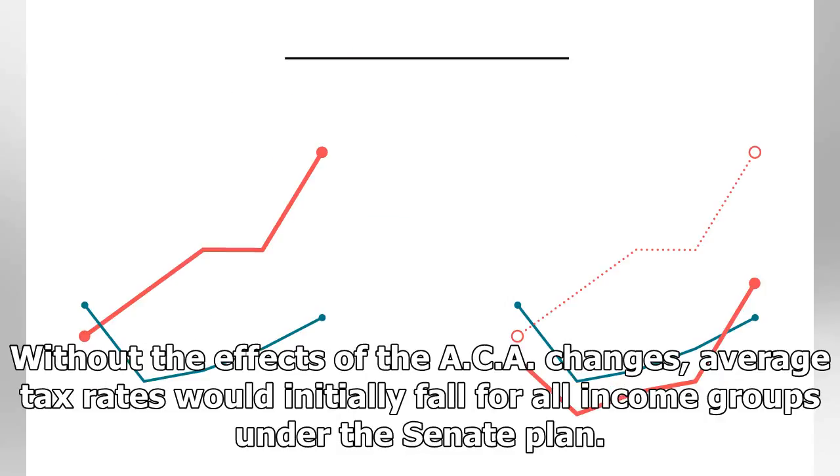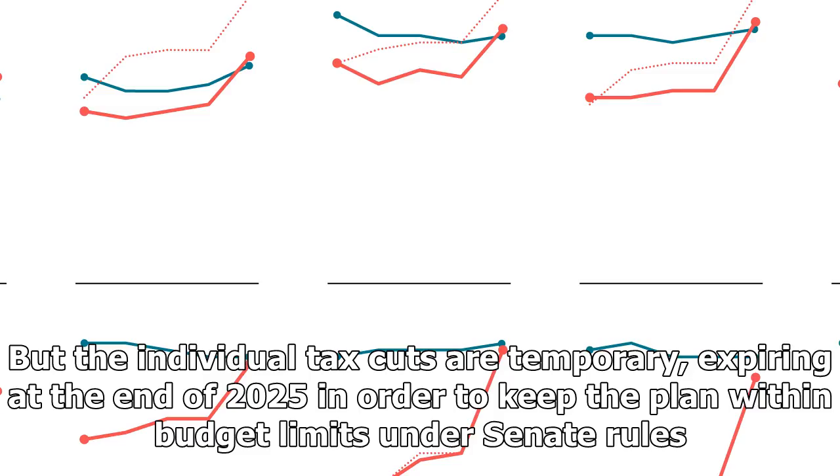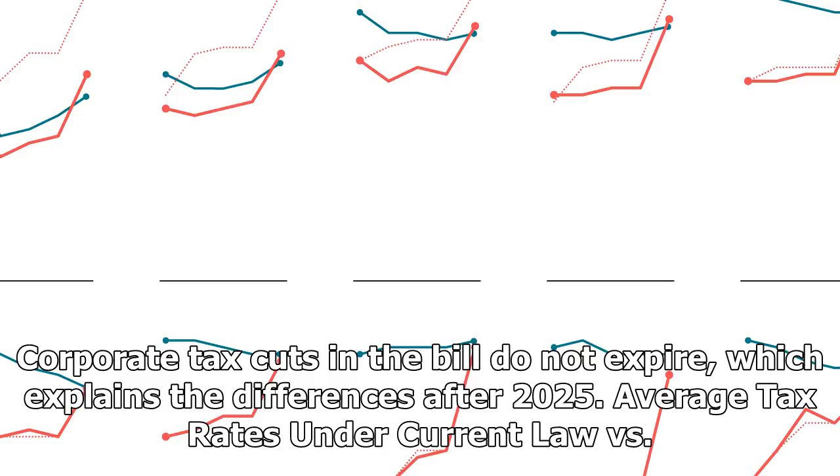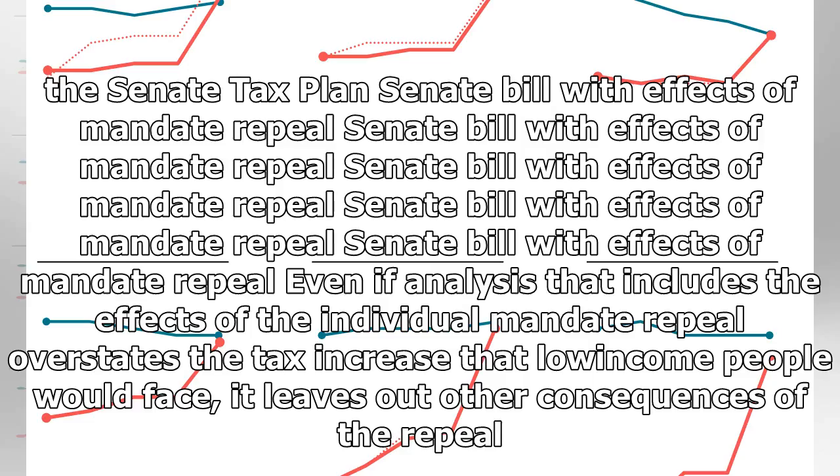Without the effects of the ACA changes, average tax rates would initially fall for all income groups under the Senate plan. But the individual tax cuts are temporary, expiring at the end of 2025 in order to keep the plan within budget limits under Senate rules. Corporate tax cuts in the bill do not expire, which explains the differences after 2025. Average tax rates under current law versus the Senate tax plan.